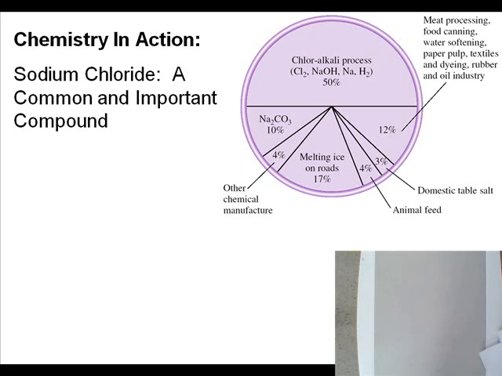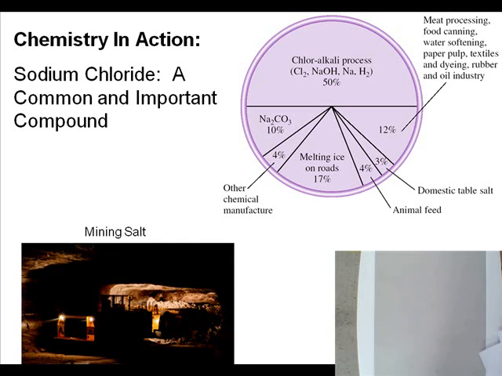You have ideas that we use salt on the roads during the winter, because the melting salt gives off heat, and it causes the ice on the roads to melt. And so there are a number of very important uses for this simple crystal of sodium chloride. Now, where do we get the sodium chloride in such large amounts?